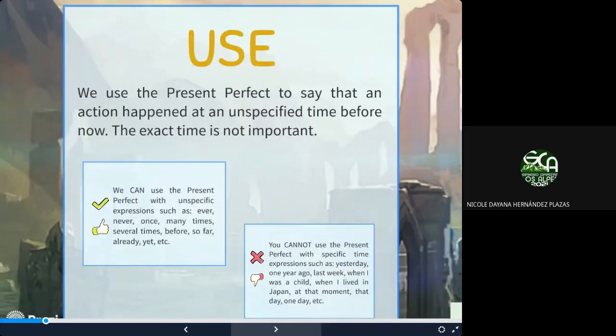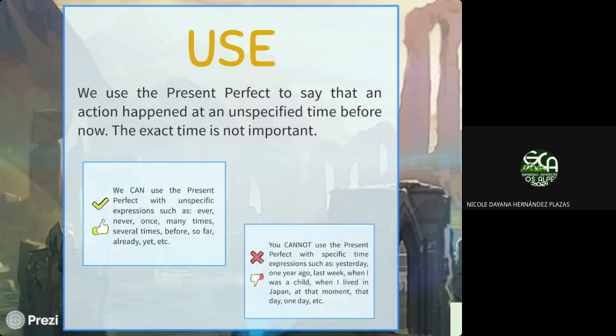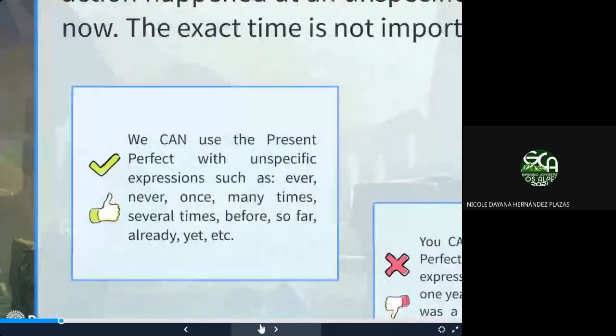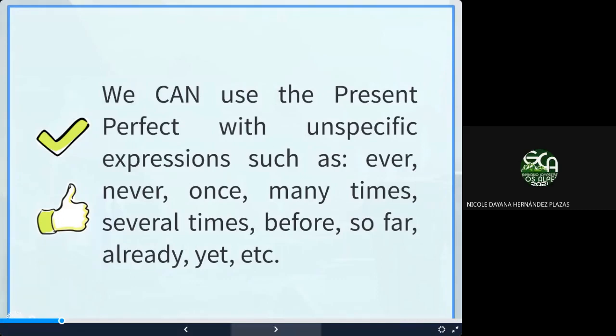So, Miguel, can you please help me reading this first part? We use the present perfect to say that an action happened at an unspecified time, because the exact time is not important. It's not important, as you were saying. So, look at this. We can use the present perfect with specific expressions such as ever, never, once, many times, several times, before, already. Do you remember that?